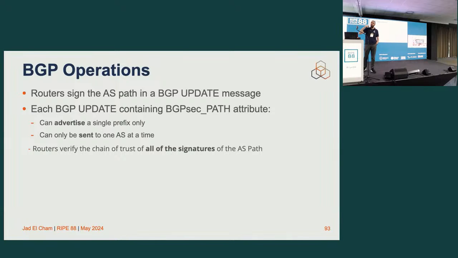So if I'm announcing, I don't know, 100 different BGP routes, I will do it 100 times, right? And there's no optimization here. So that's why BGP SEC is a little bit heavy, right? And what it does is that every router that does BGP SEC will have to verify the whole chain for every single BGP update message that it receives.